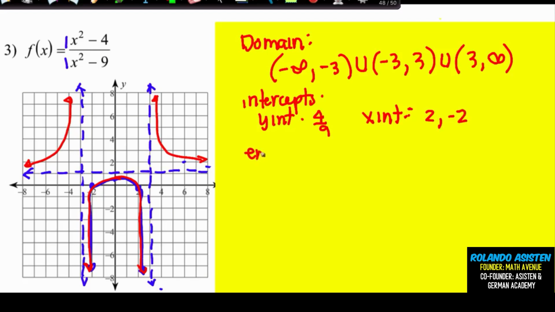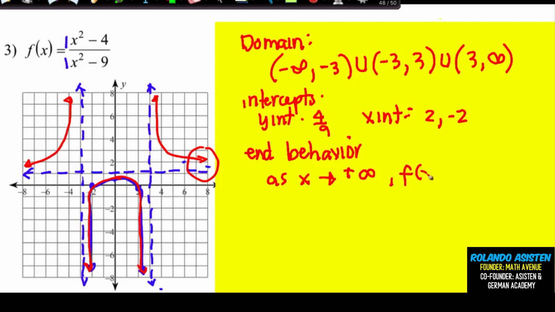What is the end behavior? As you go to this right end, as x approaches positive infinity, f of x approaches the horizontal asymptote y equals 1. The same can be said about the behavior at the left, so we can just write this as: as x approaches positive or negative infinity, f of x approaches positive 1.